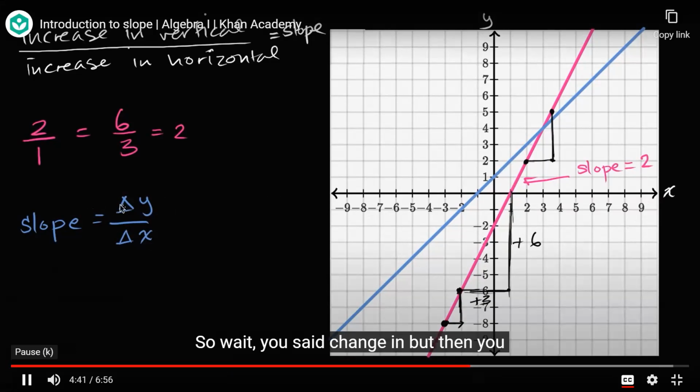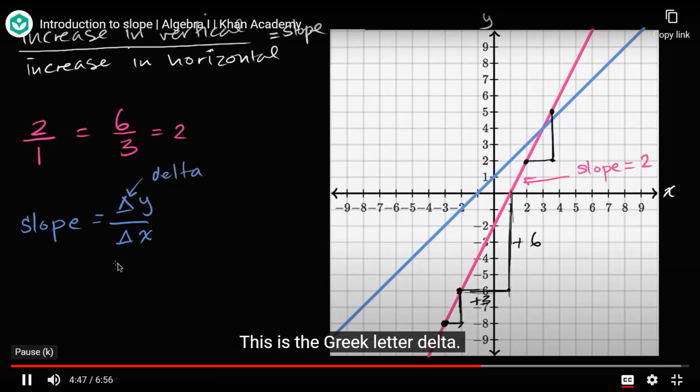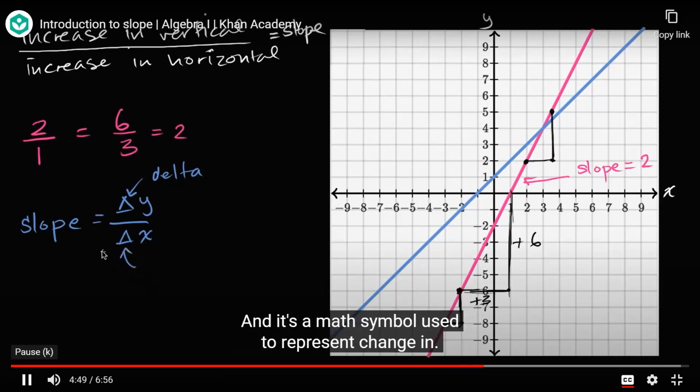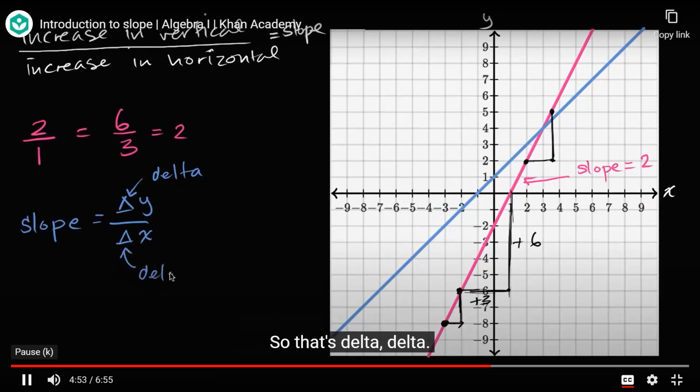And you might say, wait, you said change in, but then you drew this triangle. Well, this triangle is the Greek letter delta. And it's a math symbol used to represent change in. So that's delta. And it literally means change in y divided by change in x.